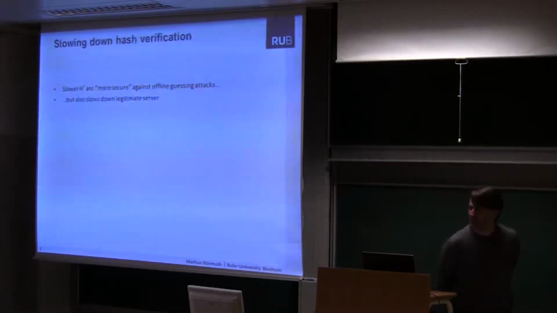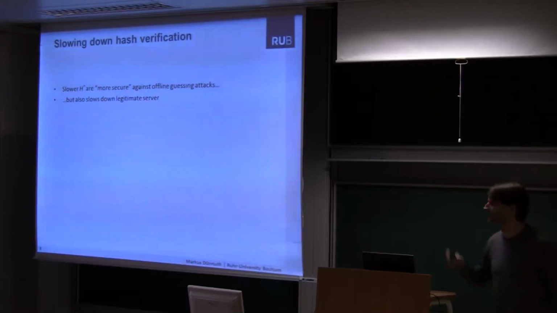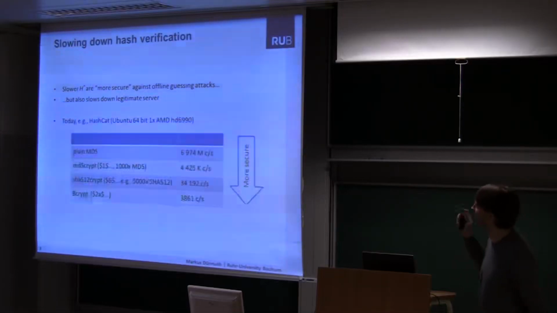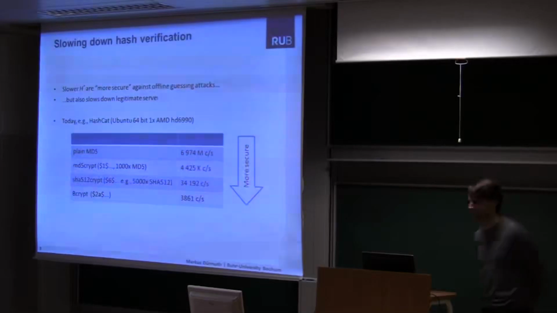Now, what I just said, the slower this H star is, the more secure it is against offline guessing attacks. However, the slower it is, the more annoying it is for the server operator because he's spending more computational cycles on computing that hash function H star. Some numbers, you're probably well aware of those. Plain MD5 is pretty fast on graphics cards. Bcrypt is not that fast on graphics cards. And that's why bcrypt is considered more secure than MD5.